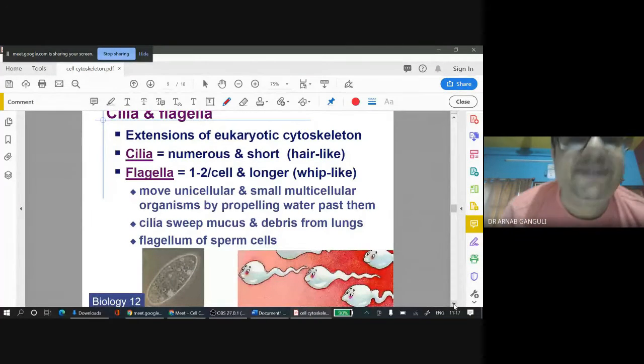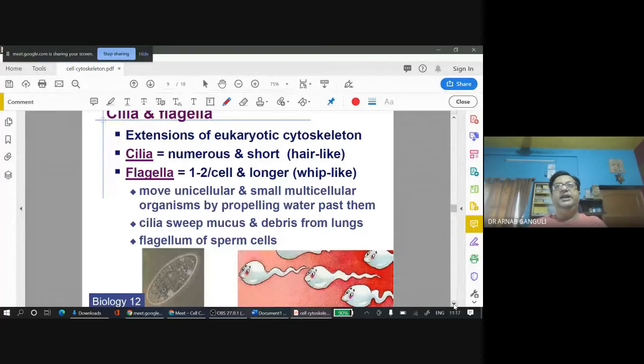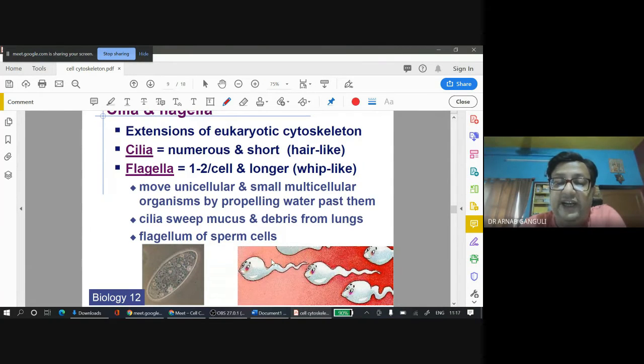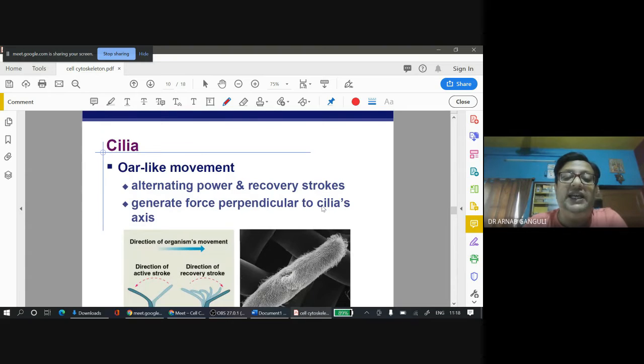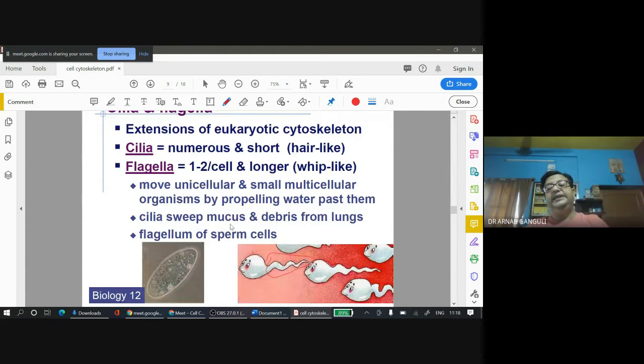So what are cilia and flagella? They are only an extension of the eukaryotic cytoskeleton. They go outside the cell. For example, look at sperms, you can see this tail of the sperm. This is the flagellum of the sperm. This is basically an extension of the cytoskeleton. Cilia are numerous, short, hair-like, and flagella are one to a few, longer, whip-like. They move unicellular and multicellular organisms; flagella do it by propelling water past them. What cilia do is they sweep mucus and debris from the lungs.